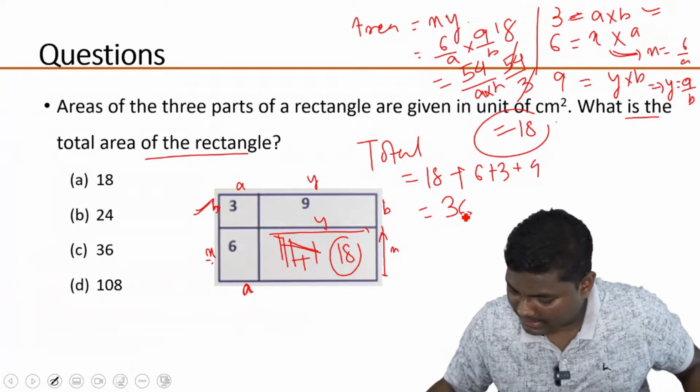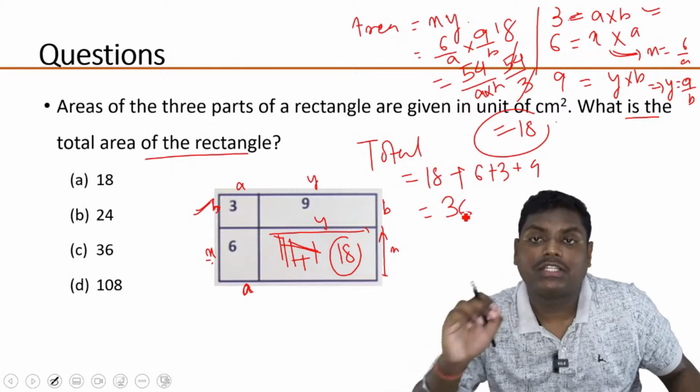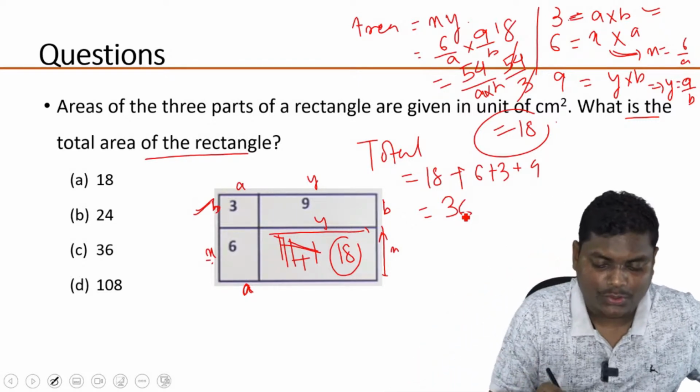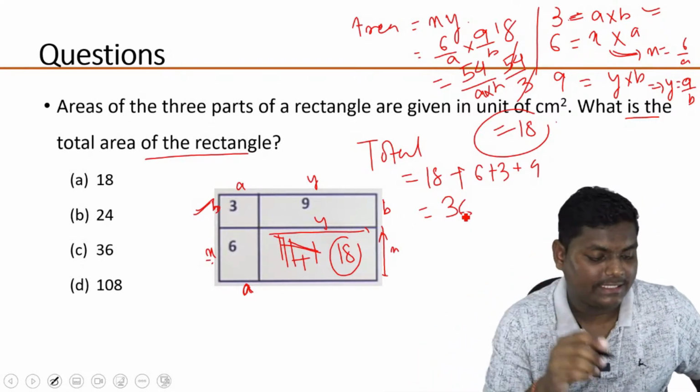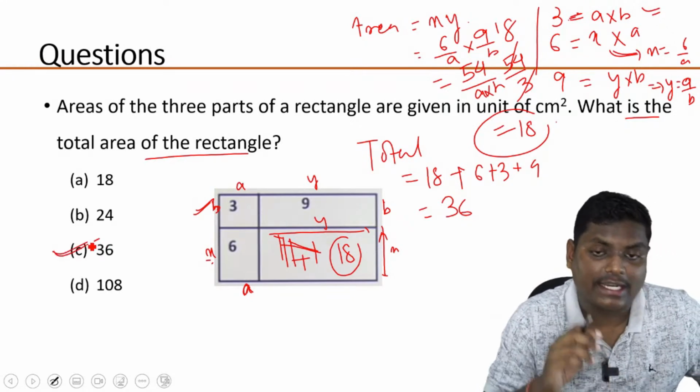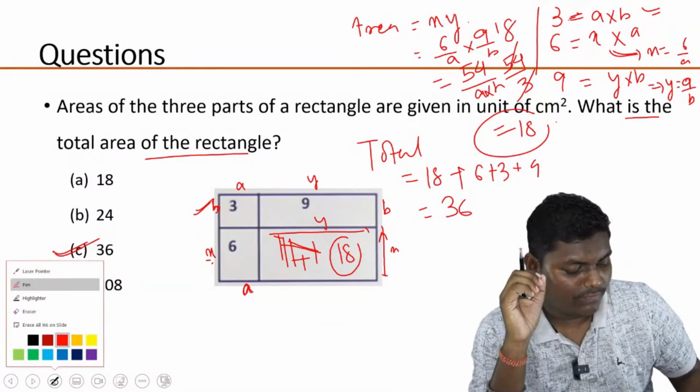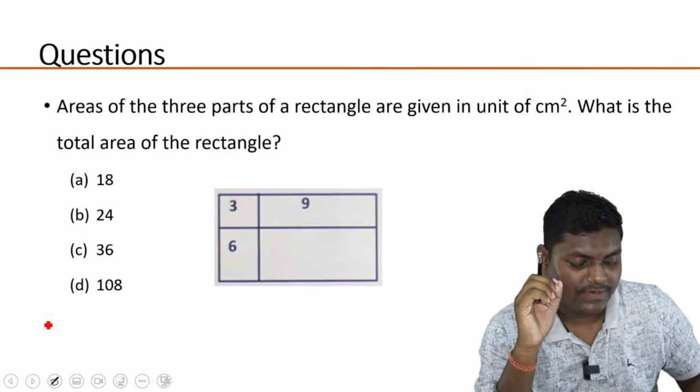Okay. Sanjay, I think you mentioned we need to find the total area of the rectangle. So the total area of the rectangle will be 36. So option C is correct. Now there is another simpler way to solve it. With intuition only you can solve this. Let's try and see this.